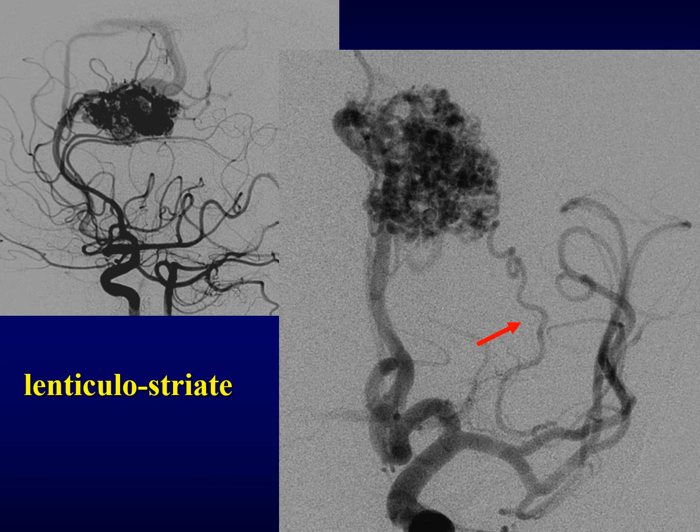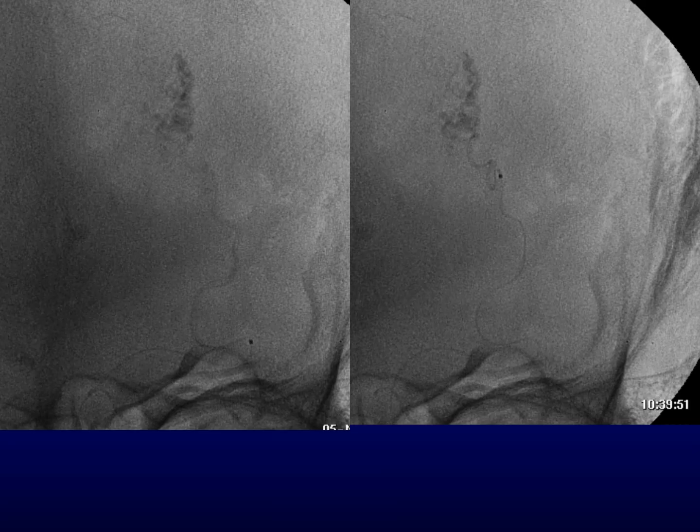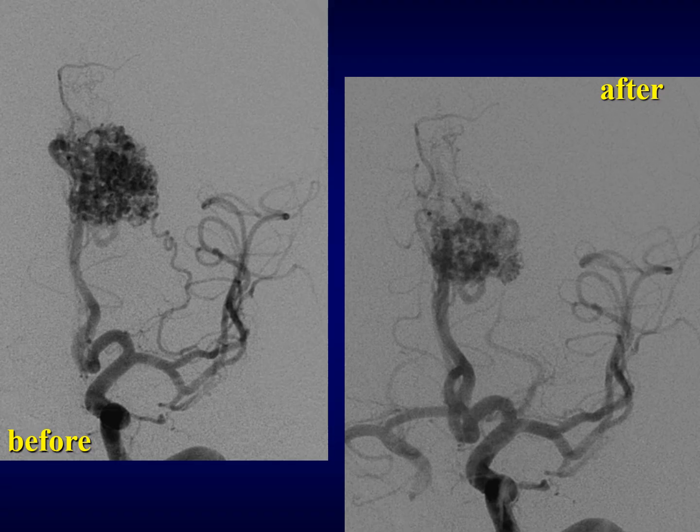Another example, you can see very well this callosal frontal AVM, and again, what's more a problem during surgery is what comes from the deep part, and the lenticulostriate that you have seen can be navigated. We get very close to the deep part of the nidus and we can occlude it, helping again surgery.